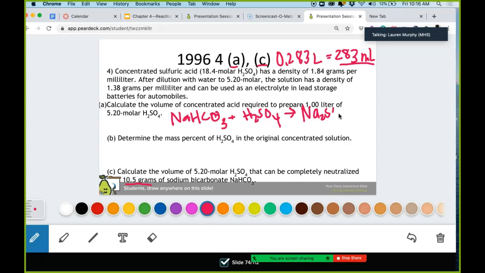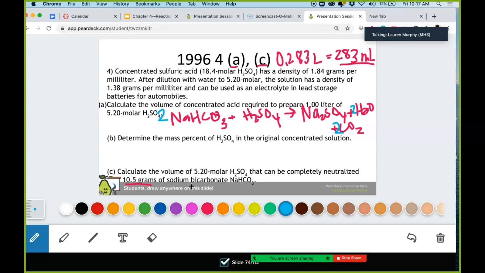So salt, water, carbon dioxide again. Then we have to balance two of these guys. Now I have 4 hydrogens, so I need a 2 here. I have 2 carbons, so I need a 2 here. That gives me 6, 4, 10 oxygens. 4 plus 2 plus 4 is 10, so we're good.